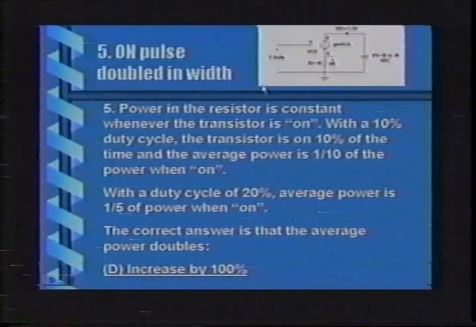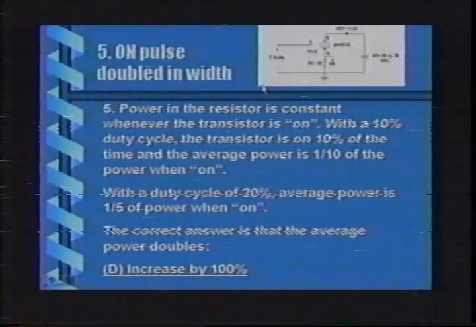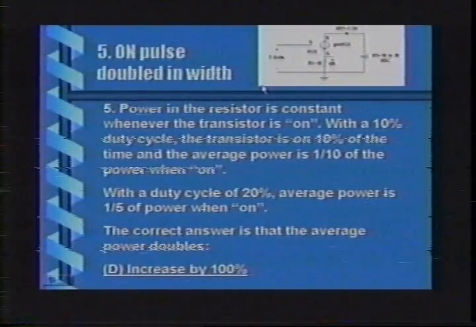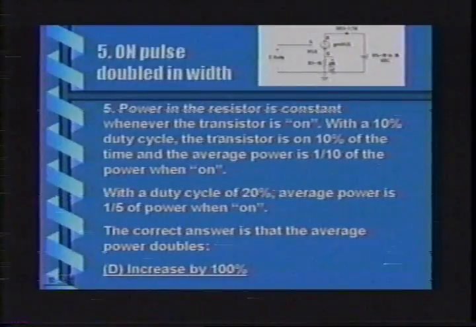Well, the power in the resistor is constant whenever the transistor is on. Remember, whenever the transistor is on, there's 4 volts across this resistor. So the power is simply V squared over R, and that's a constant.